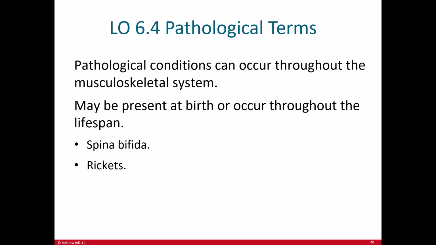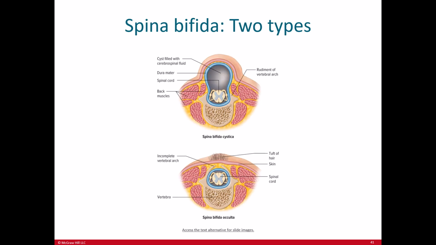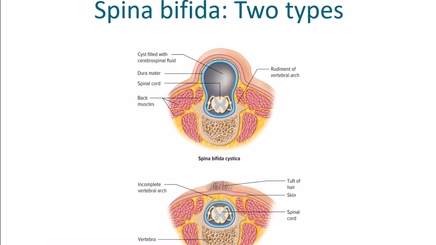Learning outcome 6.4, pathological terms. Pathological conditions can occur throughout the musculoskeletal system, and may be present at birth or occur throughout the lifespan. We also have spina bifida here and rickets as an example. Spina bifida has two types: spina bifida cystica and spina bifida occulta.